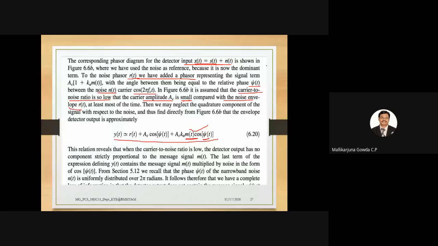So what this relation reveals is that when the carrier to noise ratio is low, the detector output, this y of t, has no strictly one component which is proportional to the message signal m of t. I have a message component in the third term that is also associated with the phase of the noise. The last term of the expression defining y of t contains the message signal m of t multiplied by noise. But in earlier cases it was additive, and here it is multiplicative, right? So when the noise is multiplied by the message signal, the noise will be more and the original message signal component will be less. So we will be able to hear only the noise, not the message signal. That is why we say the performance of the receiver will be weak. Okay, that is what I wanted to tell you.